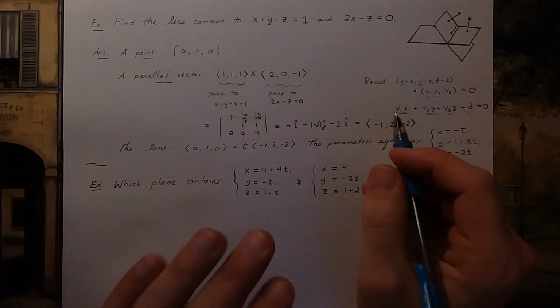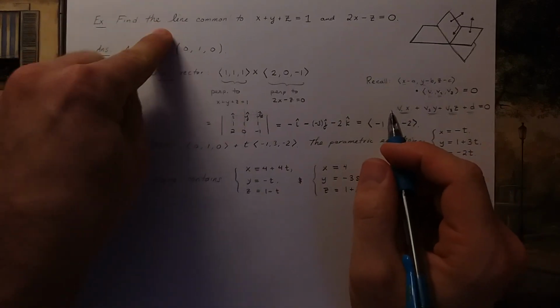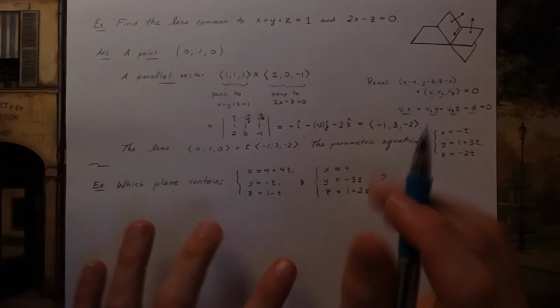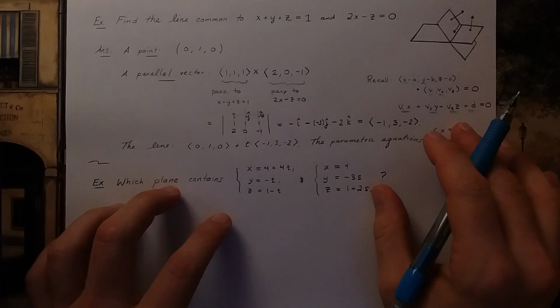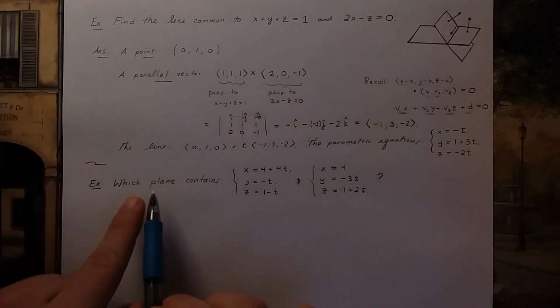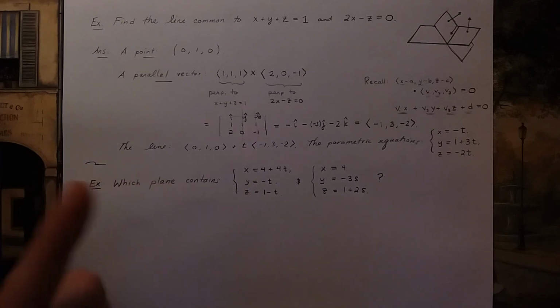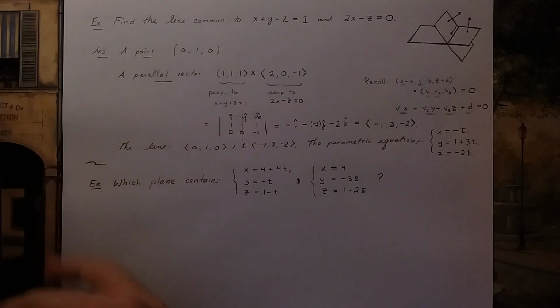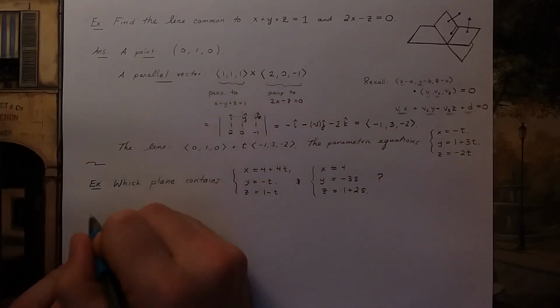Whenever you have a problem where you have to find a line or a plane, you first step back and think, what am I looking for? What do I need to describe a line or a plane? Well, in the case of a plane, you need a point on the plane and you need a vector that's perpendicular to the plane. So you need a point and a perpendicular vector.